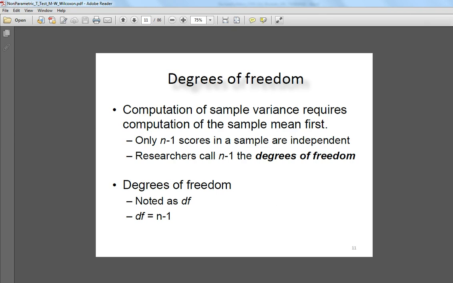Now when we discuss t-tests, it's inherent that we also understand what degrees of freedom is all about. Degrees of freedom is related to the computation of sample variance, which requires computation of the sample mean first. In other words, only n-1 scores in a sample are independent. The researchers call the n-1 the degrees of freedom, and degrees of freedom is noted as df equals n-1. So n means the sample size, minus 1, so you need to know how many participants you have, what's your actual sample size, that's your n, and then minus 1, and that becomes your degrees of freedom.